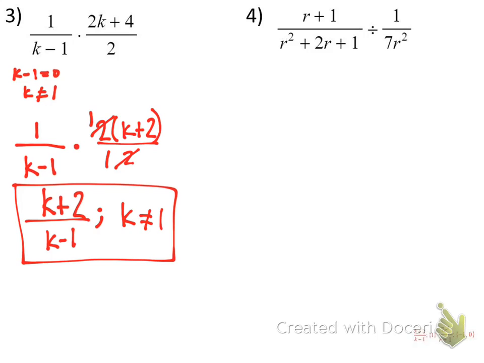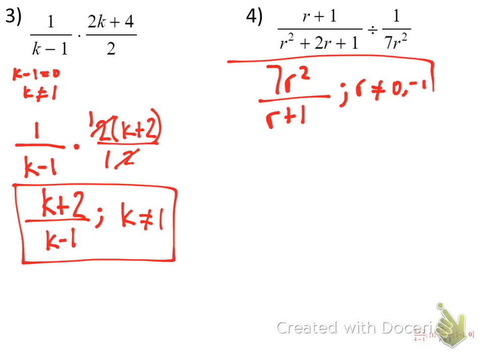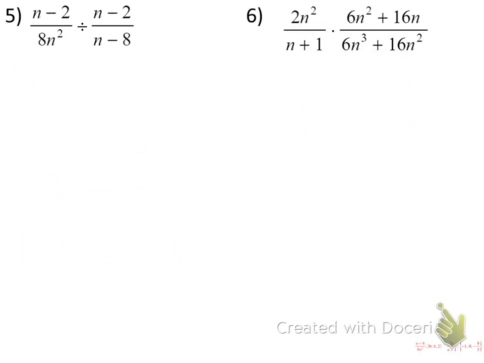You should have R squared over R plus 1, semicolon. R is not allowed to be equal to our excluded values of 0 and negative 1. Okay? I want you to skip over to 6. I want you to do number 6 now.